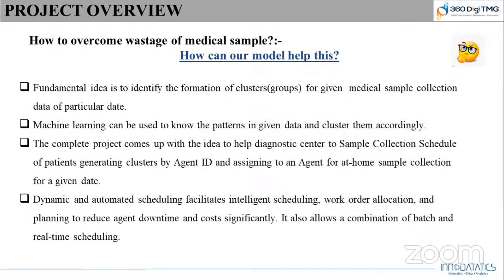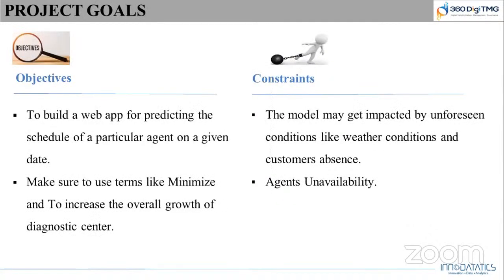The complete project comes with the idea to help the diagnostic center with the sample collection schedule of patients, generating clusters by agent ID, and assigning to an agent for at-home sample collection for a given date. Dynamic and automated scheduling facilities, intelligent scheduling, work order allocation, and planning to reduce agent downtime and cost significantly. It also allows a combination of batch and real-time scheduling. Next slide. Next is the goal of our project.